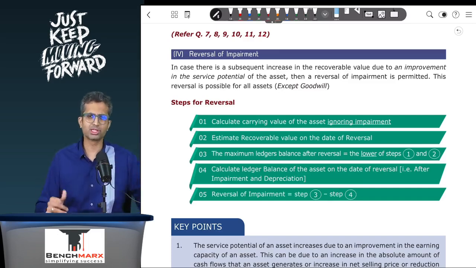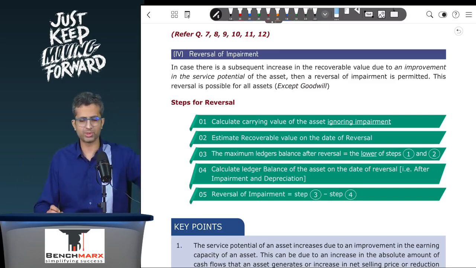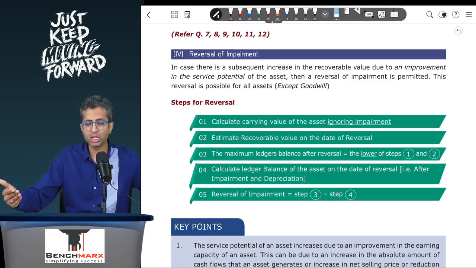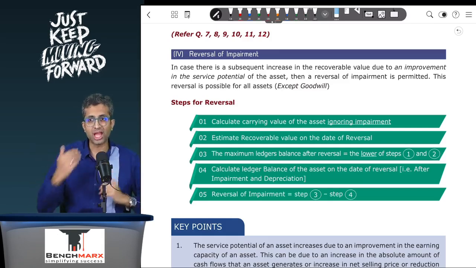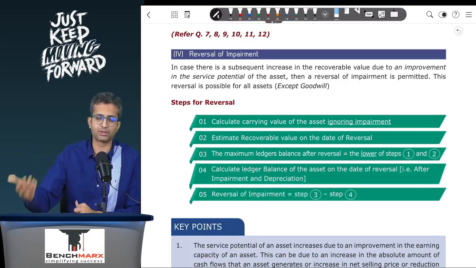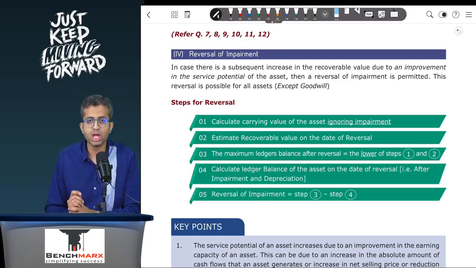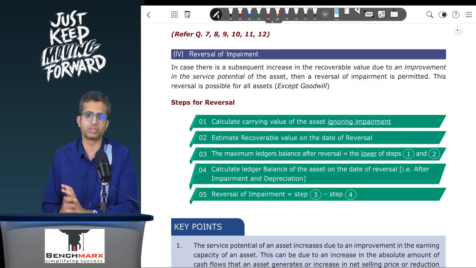While you are doing a reversal, there are a few steps that you need to remember. You will first calculate the carrying value had there been no impairment, compare it with the recoverable value, and select whichever is lower, because that is the value at which your asset can be shown after a possible reversal. You will compare this with the actual ledger balance, which is after your actual impairment and after actual depreciation, and the difference between the two will be taken for the purpose of reversal.